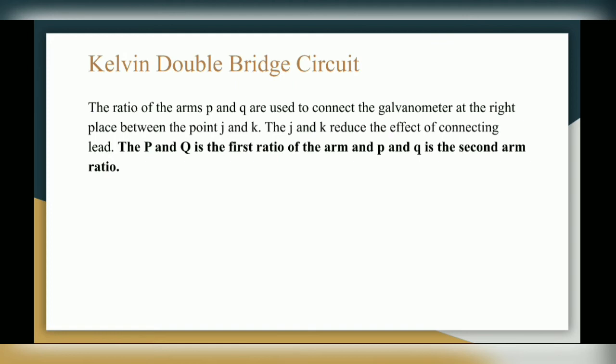The ratio of the arms P and Q are used to connect the galvanometer at the right place between the points J and K. The J and K reduce the effect of connecting lead. The P and Q is the first ratio of the arm, and small p and small q is the second arm ratio.